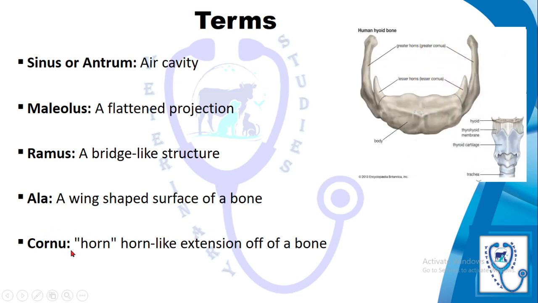Cornua. The term cornua means horn or any horn-like extension of a bone. As an example, I have given a picture of a hyoid bone. These are the cornua of a hyoid bone. This one is the greater horn or greater cornua. This one is the lesser horn or lesser cornua.